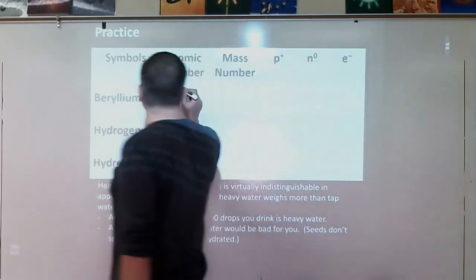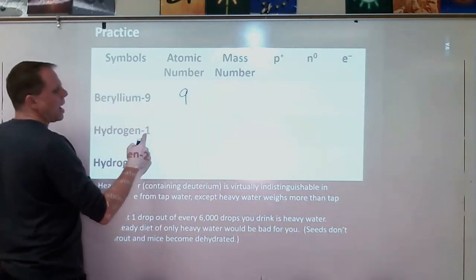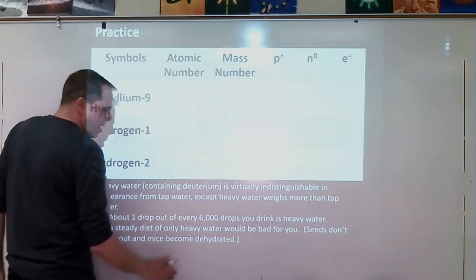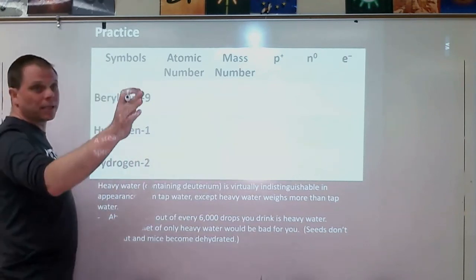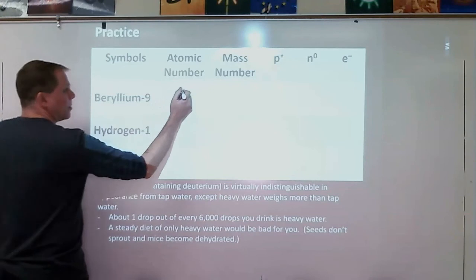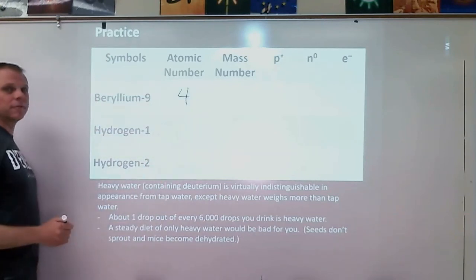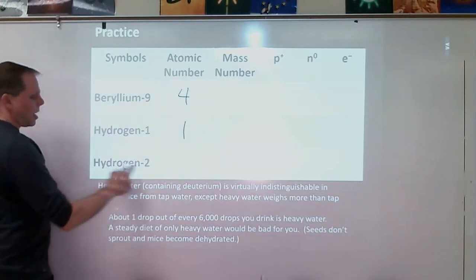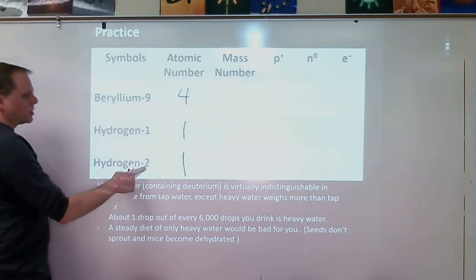All right, my atomic number of beryllium is 9. My hydrogen, sorry, that was silly. My atomic number of beryllium, I have to go to the periodic table, right? I have to find Be on the periodic table, and I see that beryllium is 4. I was just testing you there. My hydrogen is 1, and my hydrogen is 1. What? There's a 2 there.